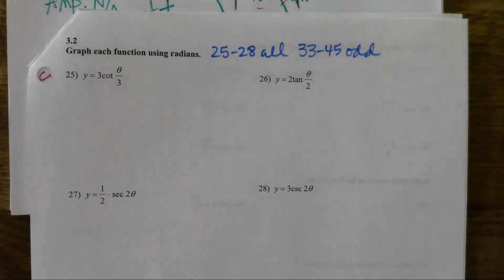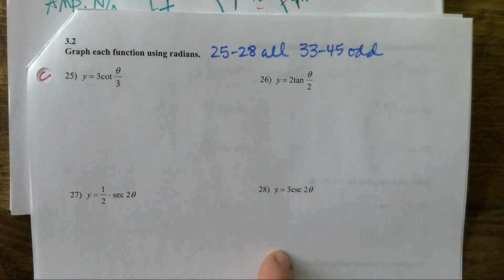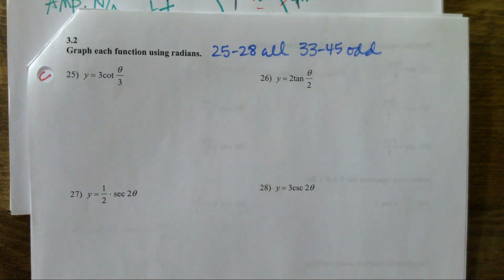Did I number wrong? No, I think I'm okay. 25 to 28 all. And then 33 to 45 odds.